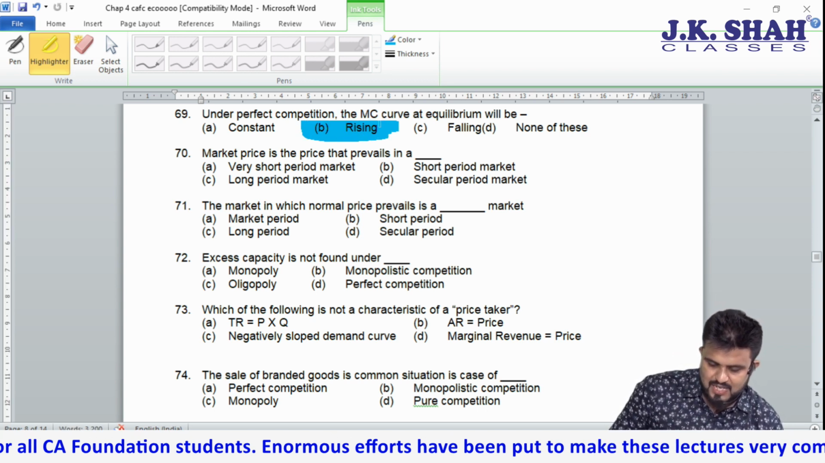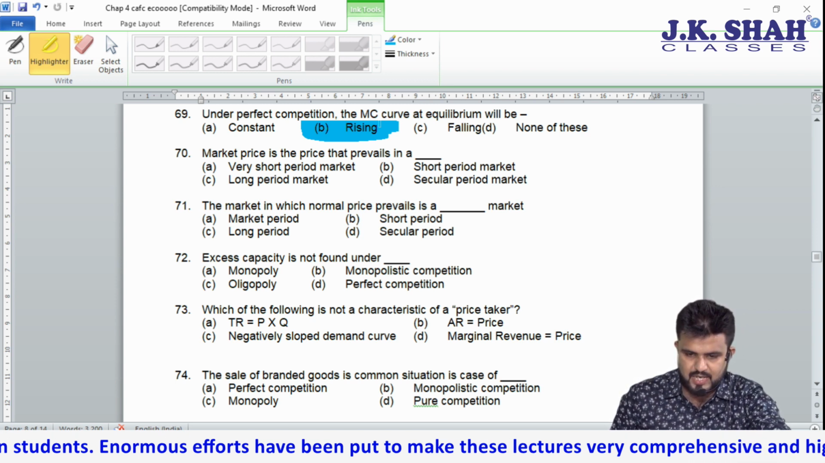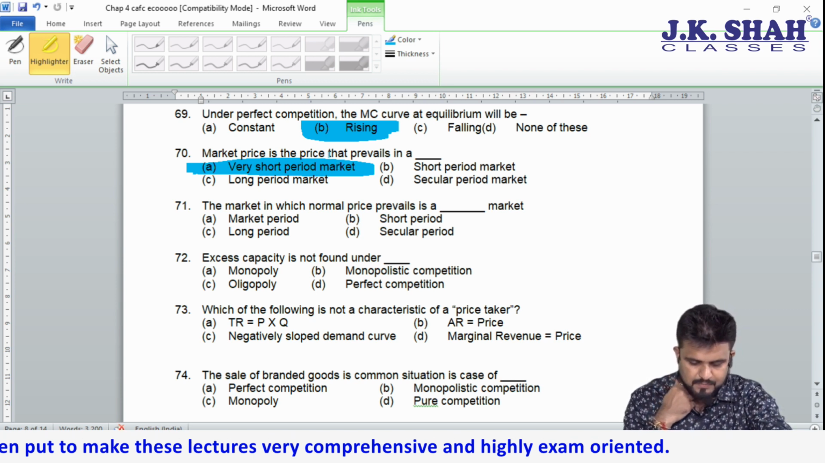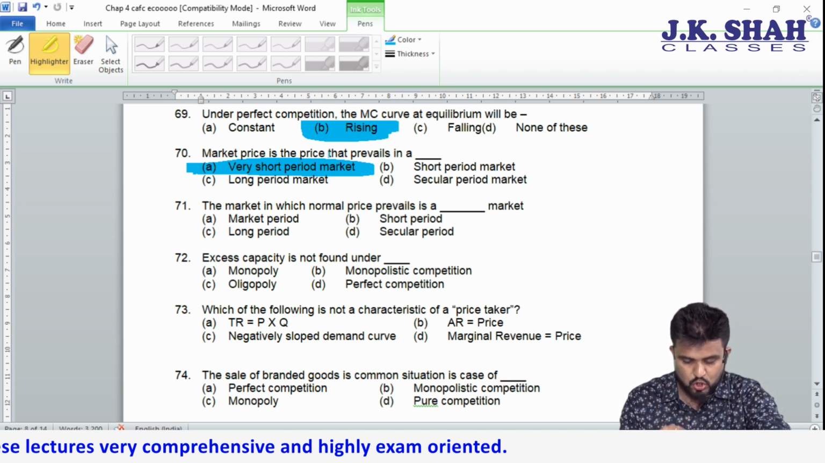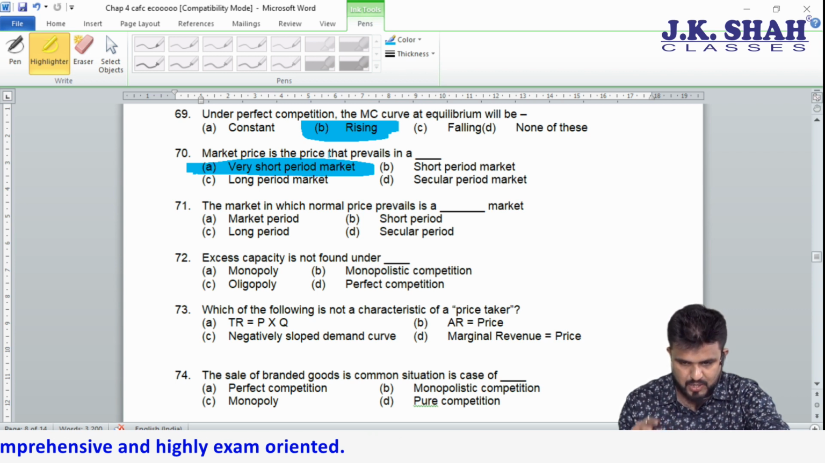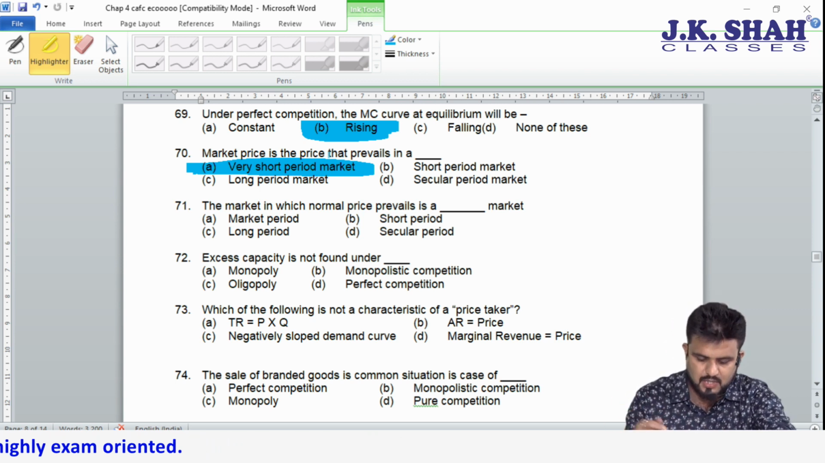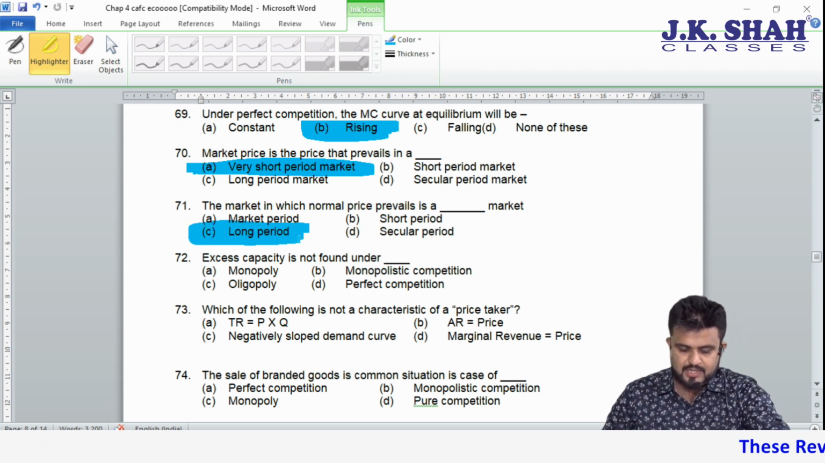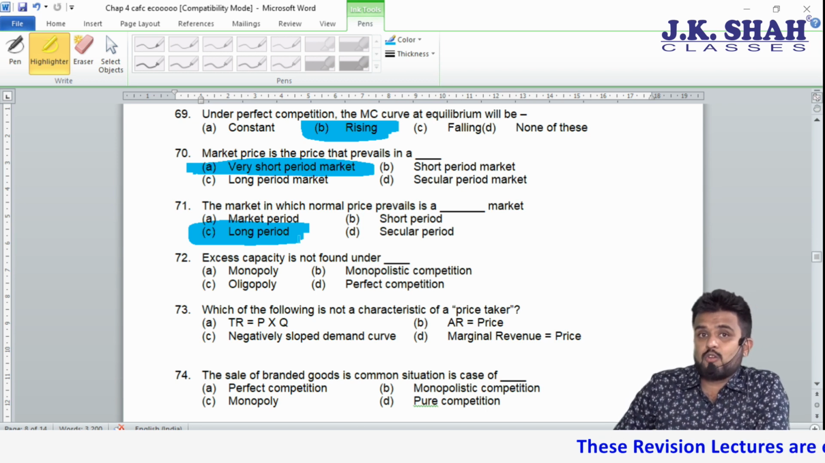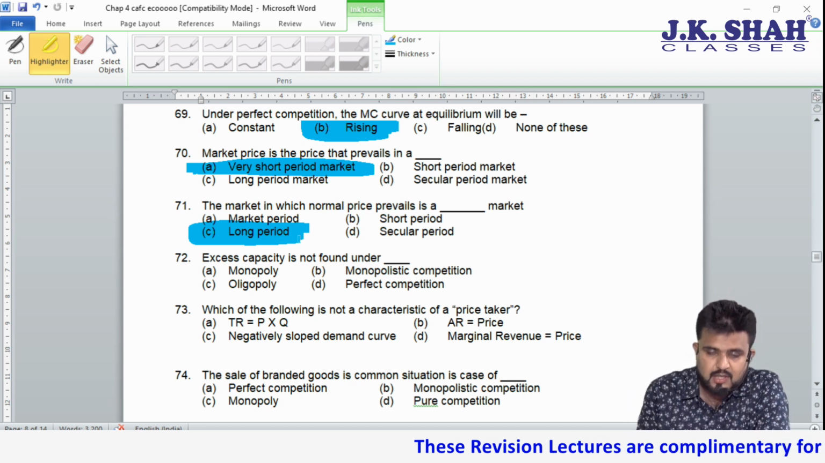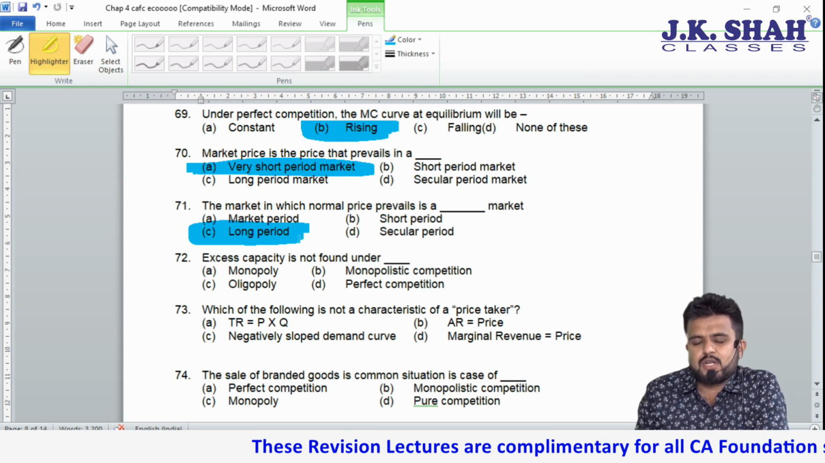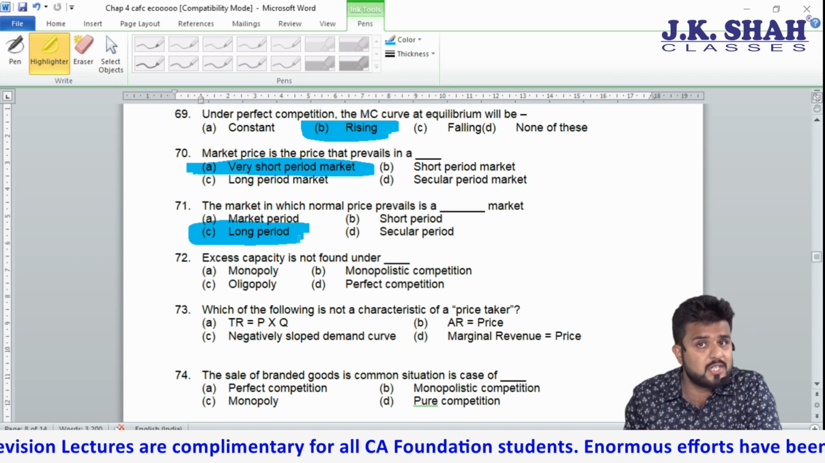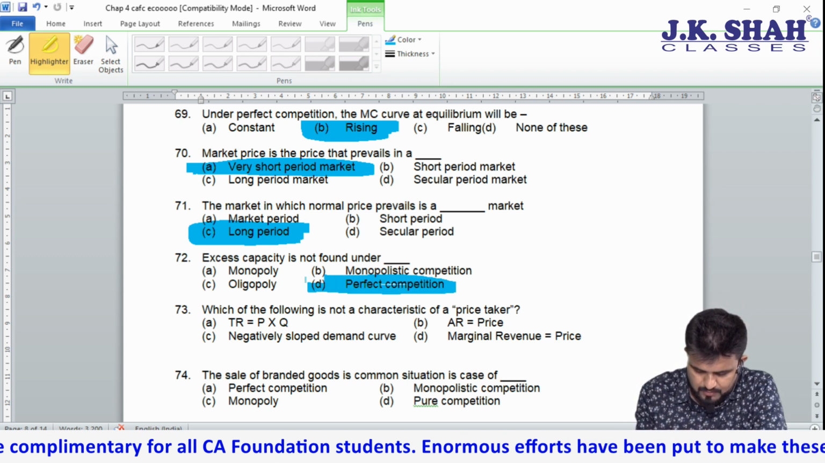70. Market price is the price prevailing in a very short period market. Current price they are talking about, market price. The market in which normal price prevails is a dash market. Normal price prevails in a long period market. Excess capacity is not found under, now they are asking students, not is the word. I had given the statement: definitely exists under monopolistic competition, may or may not under monopoly, but will never exist under perfect competition.